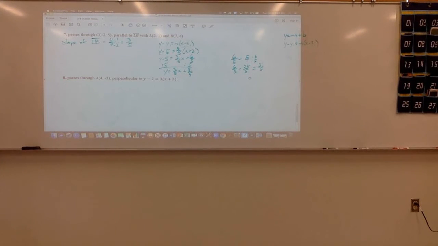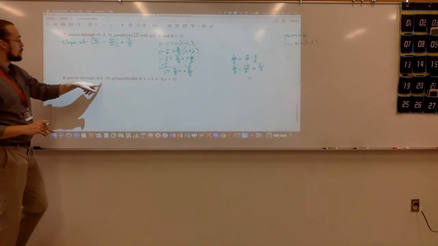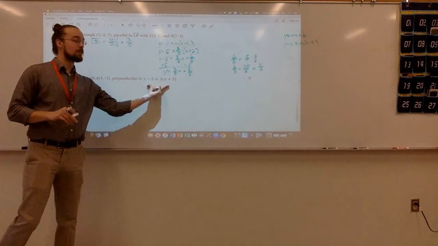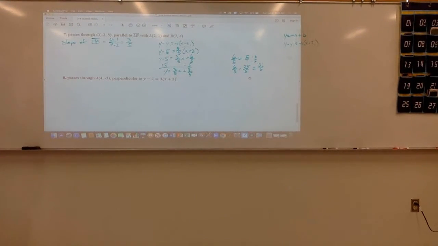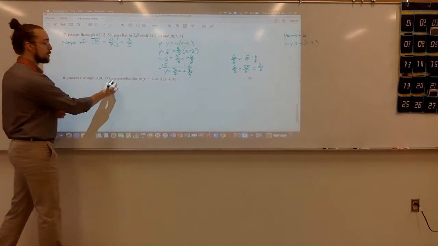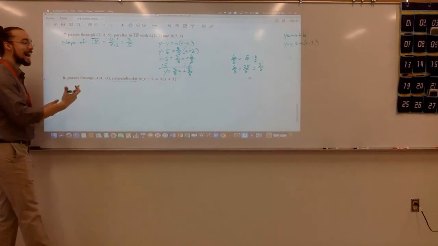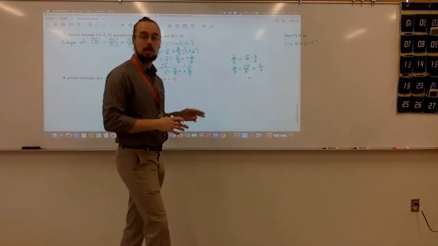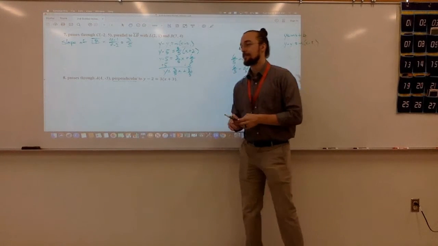So, just one more on here. I want to write the equation of a line that goes through this point and is perpendicular to this line. Same thing, you just make the slope. Right, so I want perpendicular. So I want to take the opposite reciprocal slope of this line. Amber?